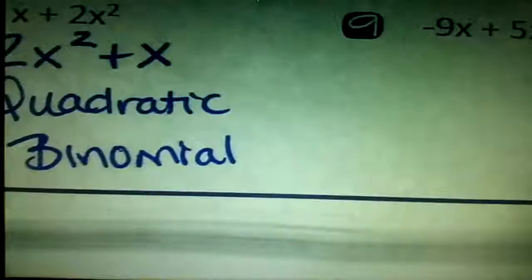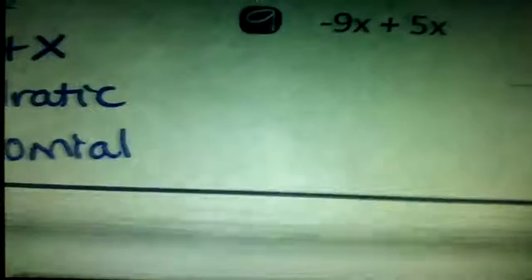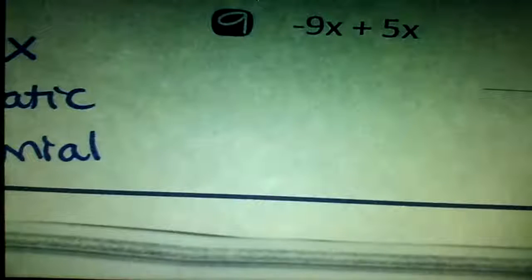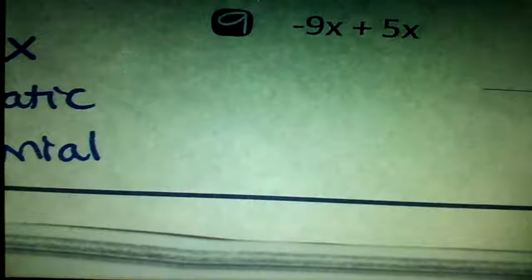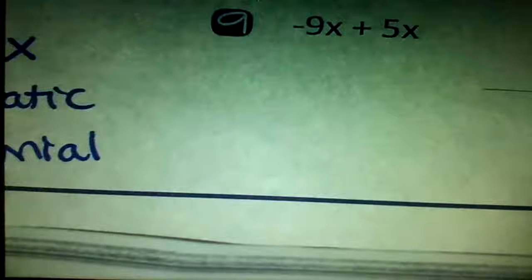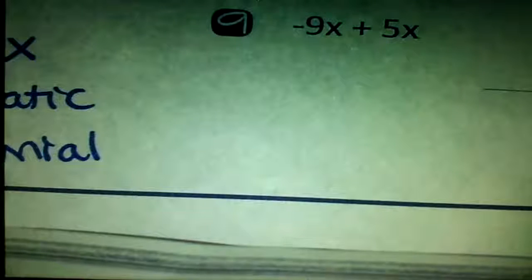This last one is there to mess with your head. There's no monomial. No, degrees, so you combine like terms. We can combine like terms in this one. You have x and you have x, so they're the same thing. If I put them together, you have negative 9 plus 5, negative 4. And it's a linear, because it's just x, and it's a monomial.